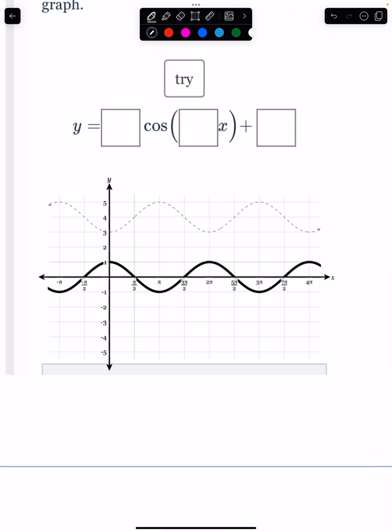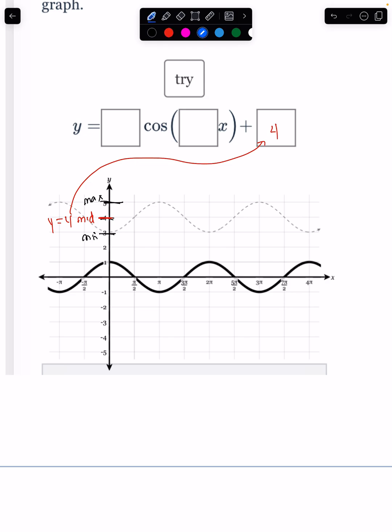Okay, one more here. I'm going to find my max. Okay, so here's my max. Here's my min. And here's my midline. All right, my midline's at 4. So y equals 4. That's my vertical shift up 4 units.